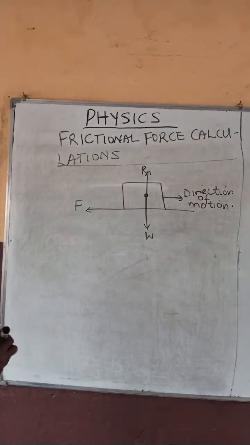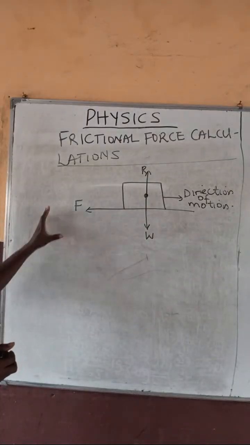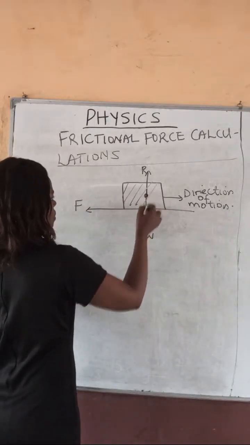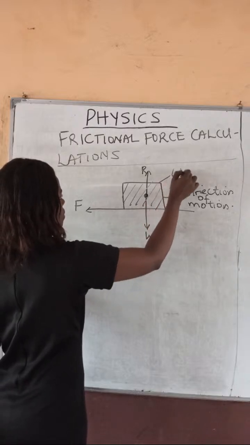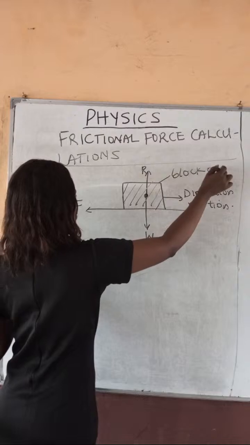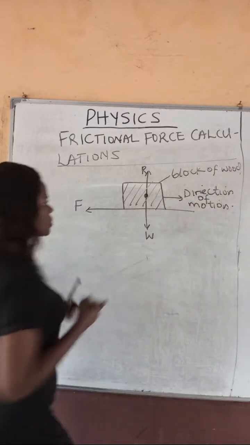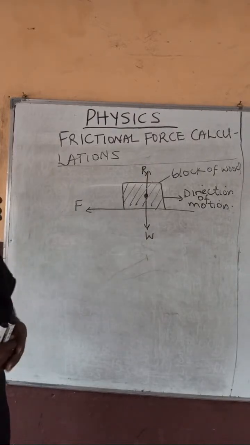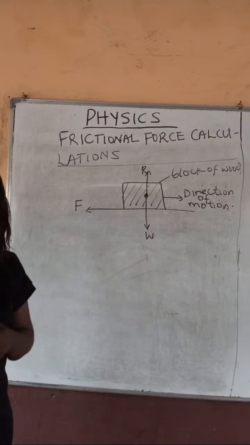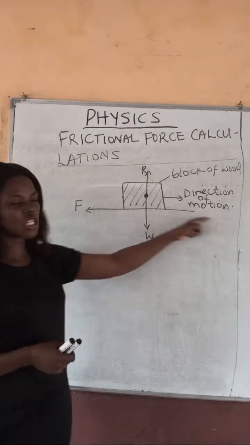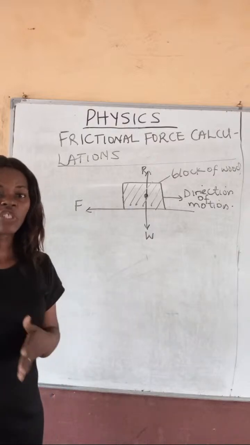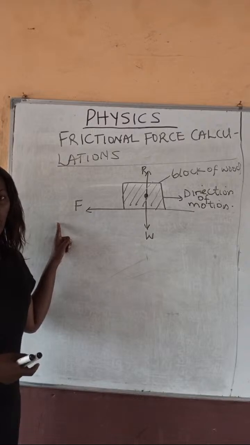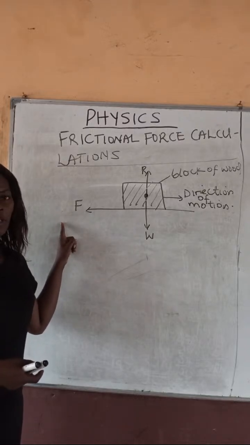All right, look at what we have. We have this diagram on the board. This is a block of wood, and this block of wood is resting on the horizontal surface. The direction of motion is moving this way. Because friction is a force of opposition, it is moving in the opposite direction.